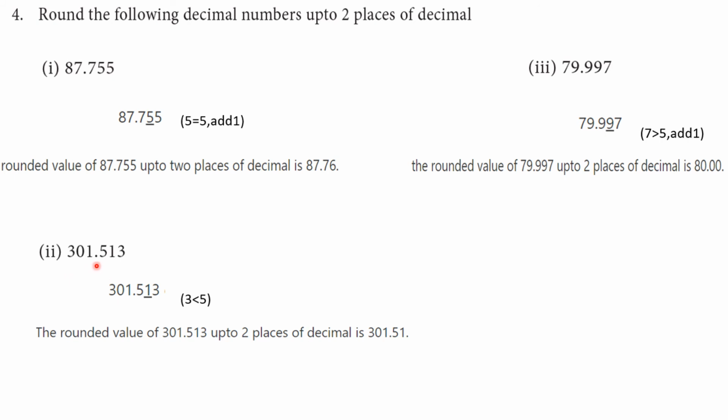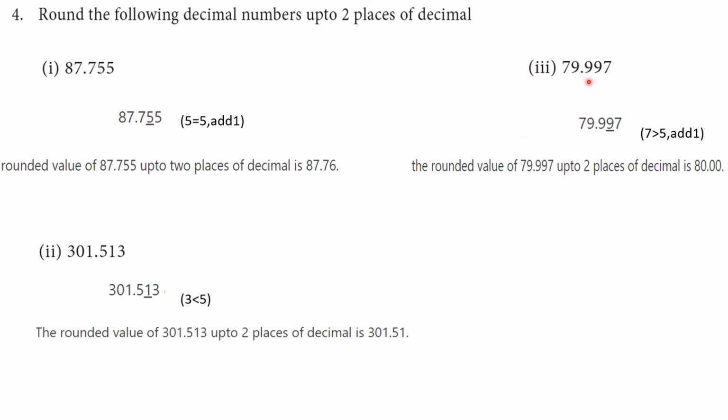Next, 301.513. Here the 100th place is 1. Underline it. The digit next to the underlined digit on the right side is 3. 3 is less than 5. Therefore the underlined digit remains the same. Therefore the answer is 301.51.